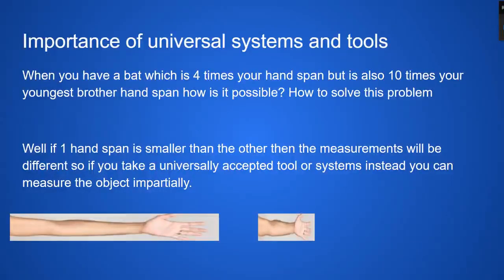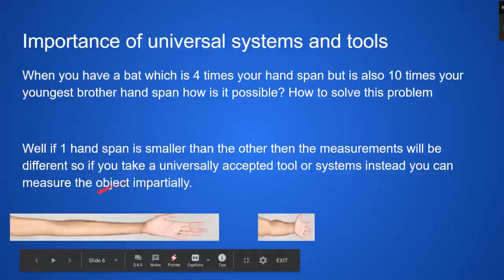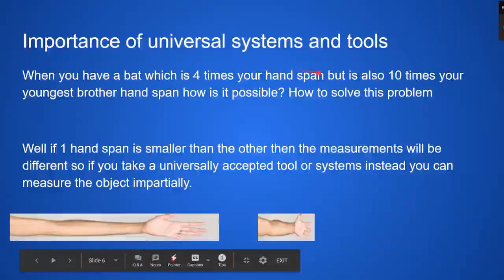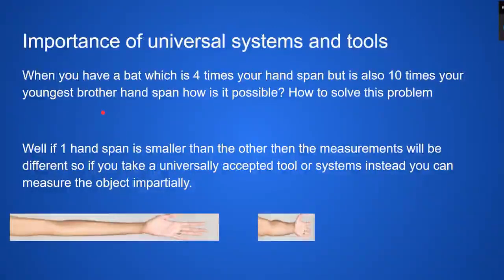Importance. So when you have a bat which is 4 times your handspan, but 10 times your little brother's handspan, how is it possible? Well, if your handspan is larger than your brother's handspan, then the two measurements will be different. So you have to take a universally accepted tool or system so that you can measure the object impartially. Both of these measurements are correct: 4 times your handspan, 10 times your younger brother's handspan. They're correct.